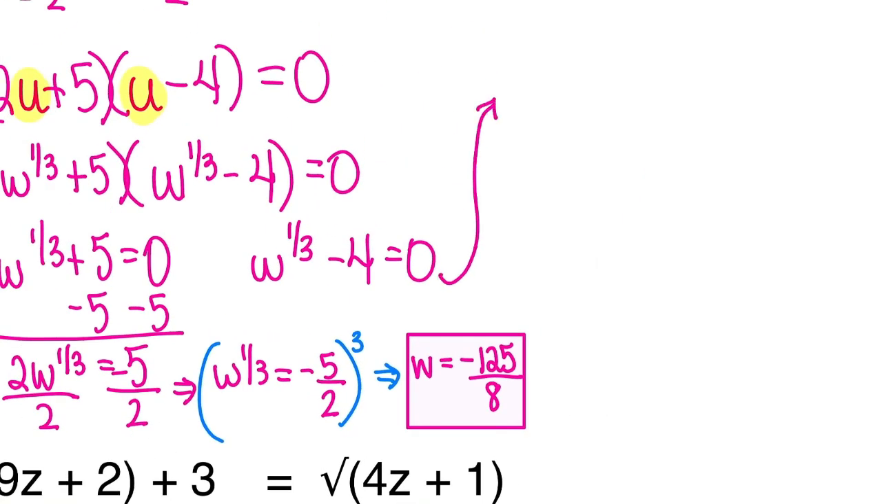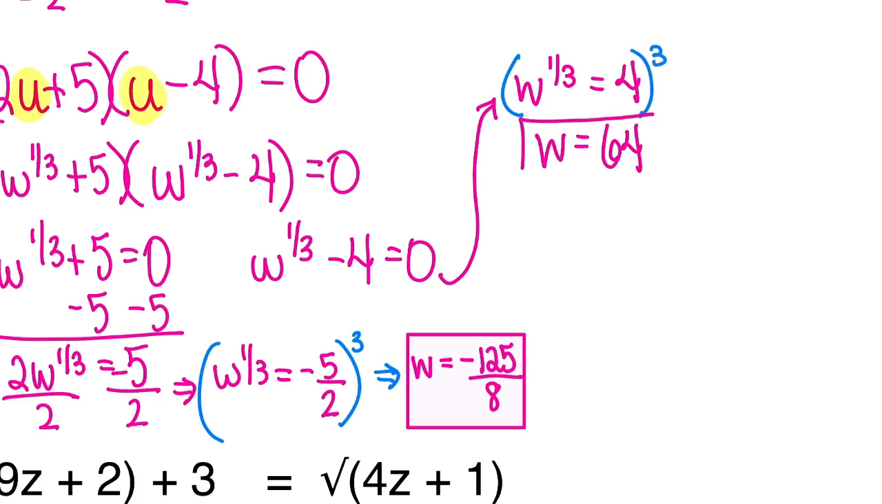Now let's apply this one. We're going to add 4 over to the other side. We're going to cube both sides. So this will be w equals 64. And that is also one of our solutions here.